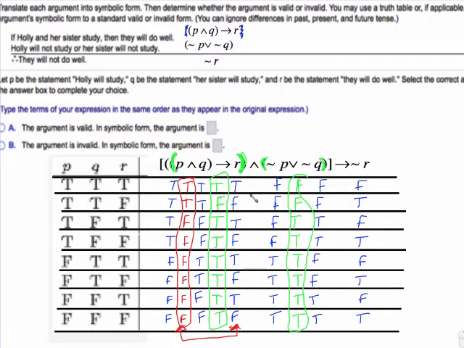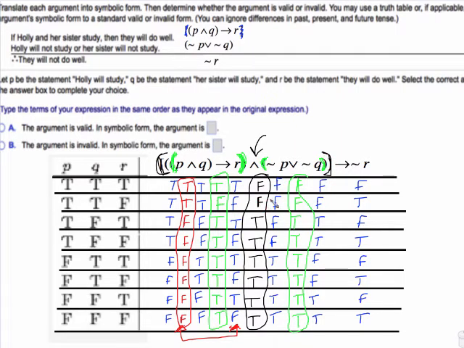Now I'm going to put together those two green columns using the connective and. And is true only if both simple statements are true. So true, true, true, true, true, true. The rest of these are false. That is my answer for this whole big bracket.